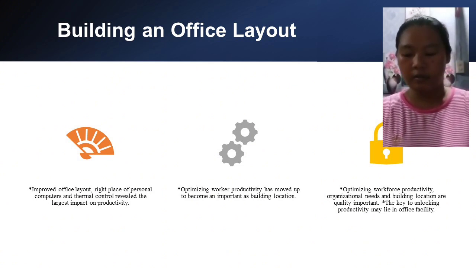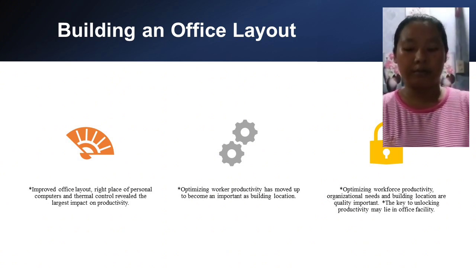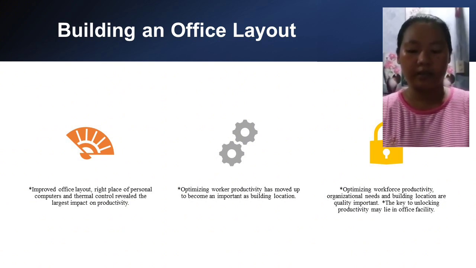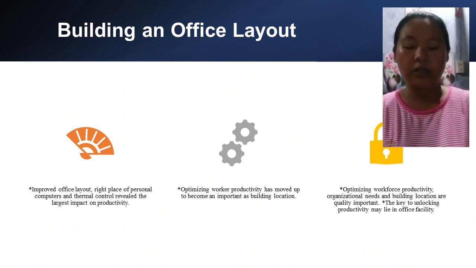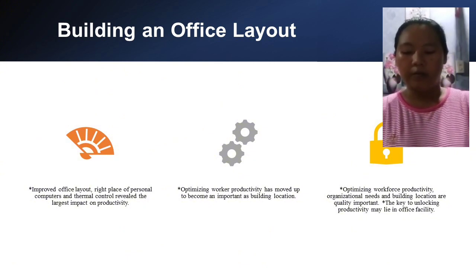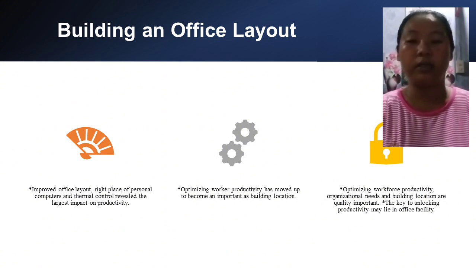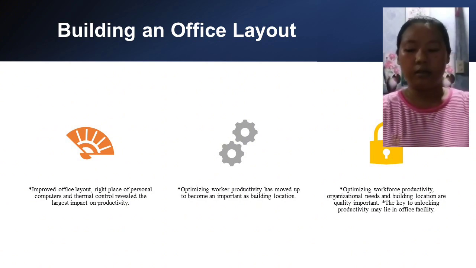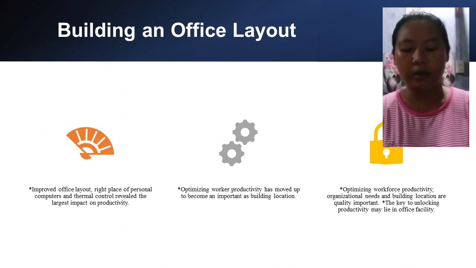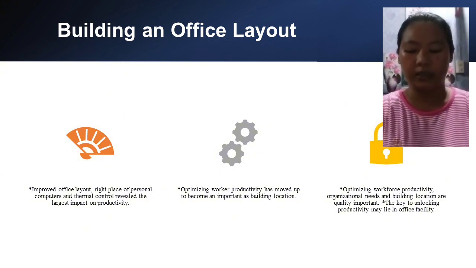Building and office layout. Improving office layout, the right placement of personal computers, and thermal control revealed the largest impact on productivity. Optimizing worker productivity has moved up to become as important as building location. Optimizing workforce productivity, organizational needs, and building location are all quality factors. The key to unlocking productivity may lie in the office facility.